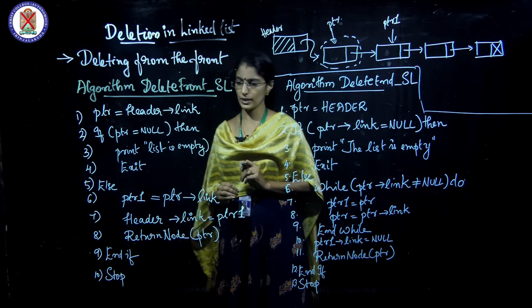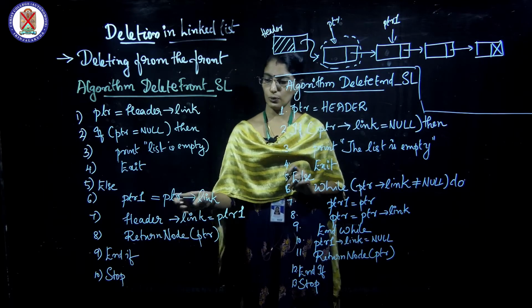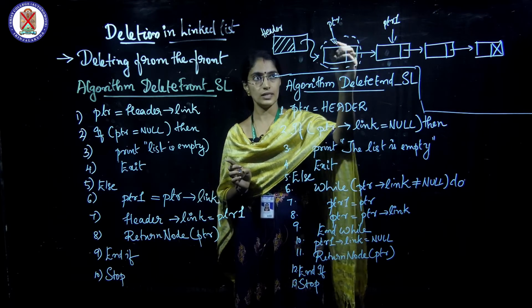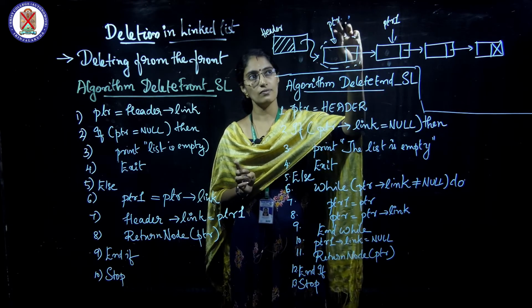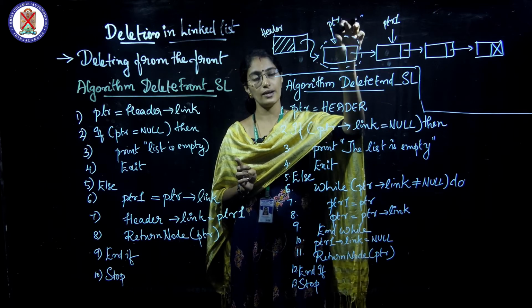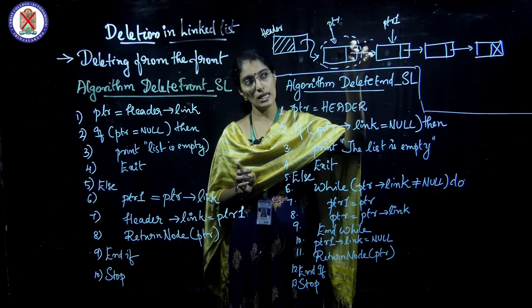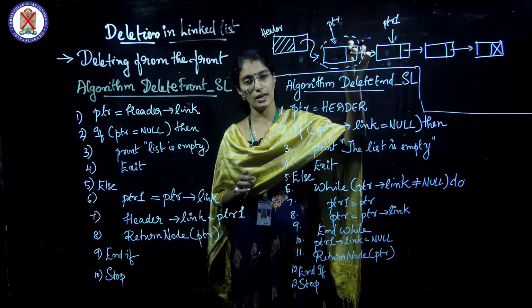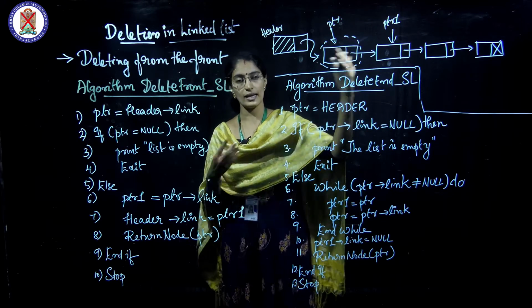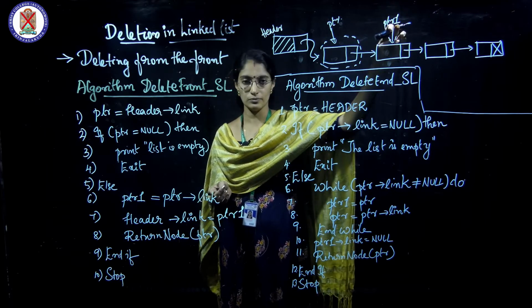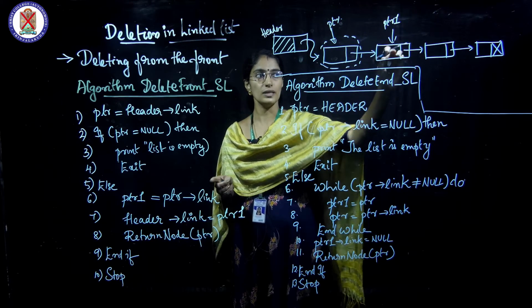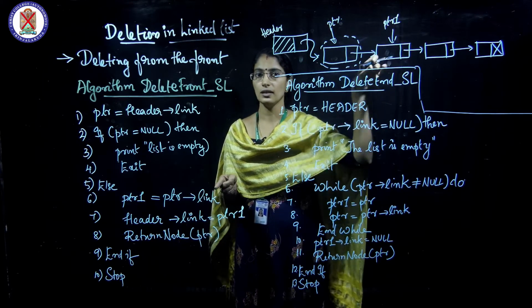Now what is happening in the else part? PTR1 is equal to PTR link. Now as I have said before, PTR is the address of the first node. So in the link part of PTR, what do we have? We have the address of the second node, and I give it the name PTR1, right? So PTR1 will be the second node of the existing linked list.